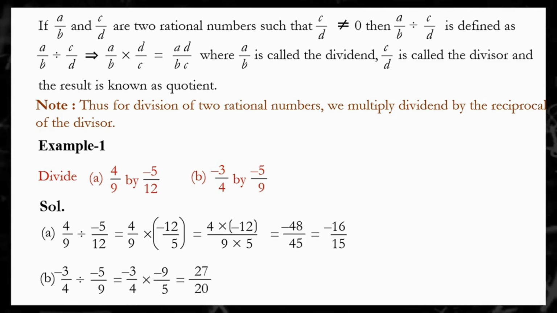(b) -3/4 divided by -5/9 is equal to -3/4 multiplied by -9/5, which is equal to 27/20.